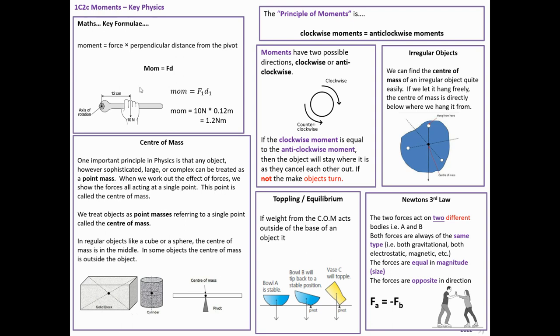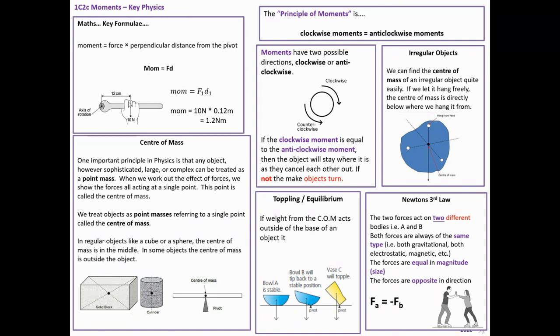So this is 1C section 2C for moment. So it's an iGCSE quick summary page. So what have we got in this unit? Well, there is a key formula. So moment is force times perpendicular distance from the pivot.